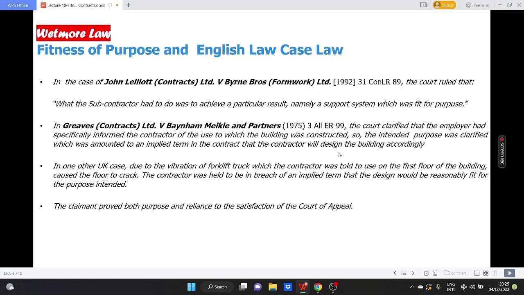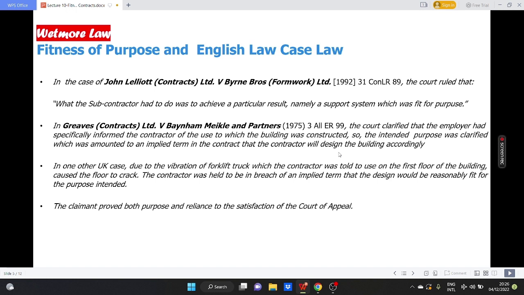In another case, Greaves versus Bayham, Meikle and Partners, the court clarified that the employer had specifically informed the contractor of the use to which the building was to be put. So the intended purpose was clarified, which amounted to an implied term in the contract that the contractor will design the building accordingly.